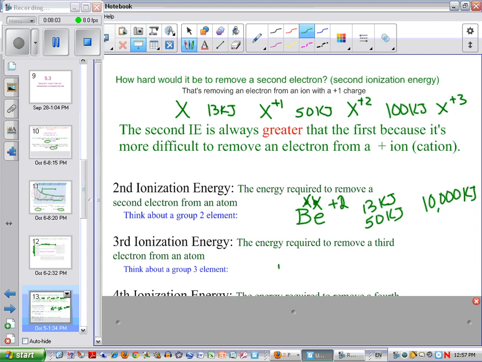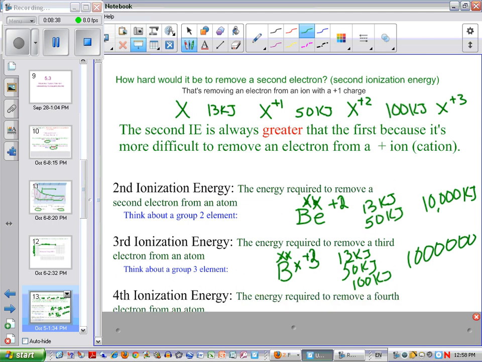Let's look at boron. So boron has 3. 1, 2, 3. Let's say it costs 13 kilojoules, and I'm making these numbers up. I'm going to show you these real numbers in a second. To remove the first one, so it becomes boron +1. It takes 50 kilojoules to remove the second one and become boron +2. Are we going to see a huge jump in this next one? No, it's going to be a small jump. Let's say 100 kilojoules to remove the third one and become boron +3. Now, is it going to be a small jump or a big jump to remove the fourth electron? Huge, like ginormous. I'm making these numbers up.